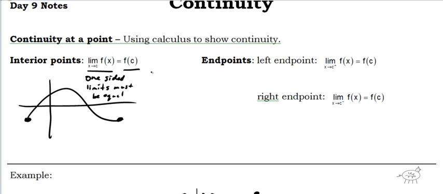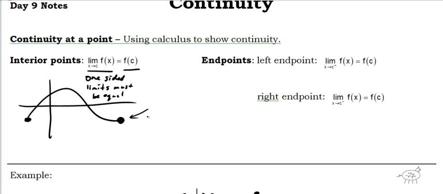For an endpoint, you can't think about it that way. Let's look at the right endpoint here. I certainly can't say that a two-sided limit has to equal f of c, because the two-sided limit really doesn't exist: I'm not coming from the right side, I'm only coming from the left side. So that's why you can't use that. The equality for an interior point is the same idea as for an endpoint.